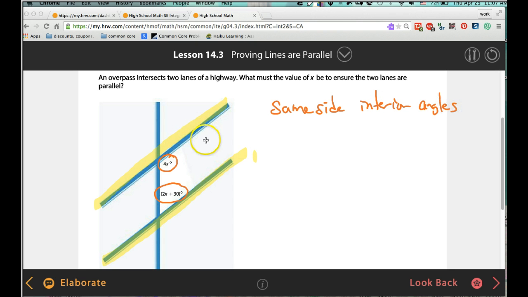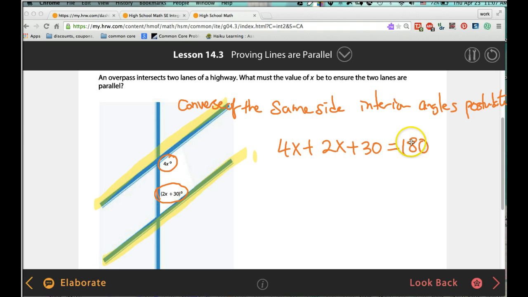So we're trying to prove if these two lines are parallel to each other, so what are we using? Not that, we're using the converse of the same side interior angles postulate. Okay, wow, that's very long. But anyway, basically what we're trying to say is if these two angles add up to be 180 degrees, if 4x plus 2x plus 30 ends up being 180 degrees, then basically we can prove that the two highlighted lines are really, really parallel because of what? The converse of the same side interior angles postulate, okay?